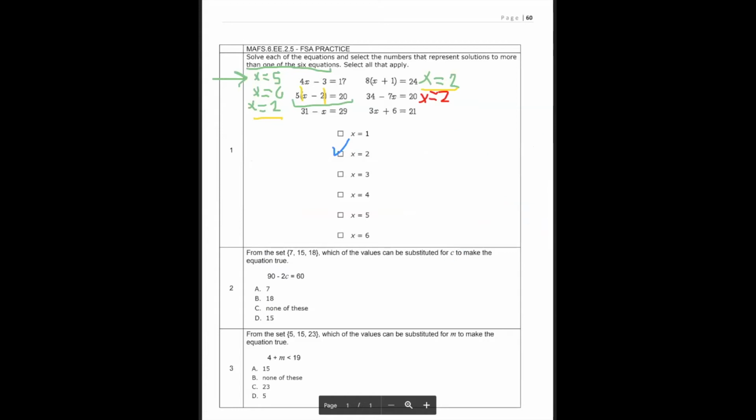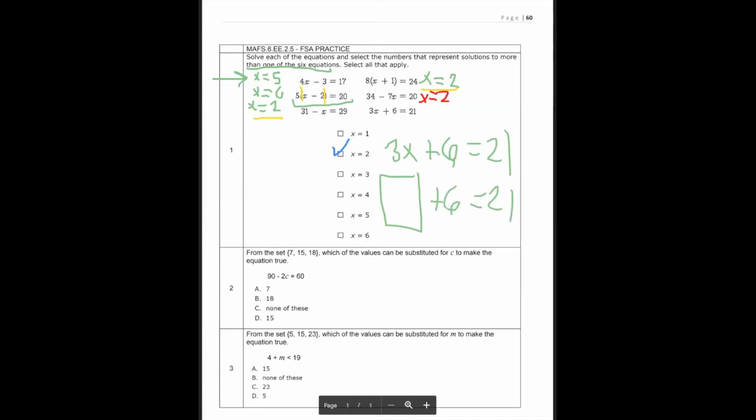All right. So it says 3x plus 6 is equal to 21. 3x plus 6 is equal to 21. All right. Yeah, this way is way easier. I'm going to put the box inside here.